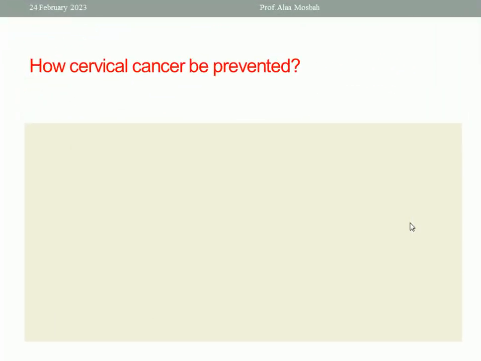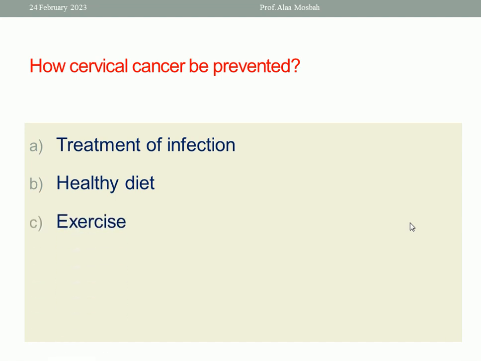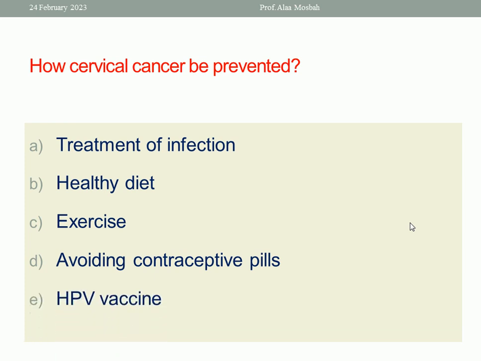Okay, next question. How can cervical cancer be prevented? A. Treatment of infection. B. Healthy diet. C. Exercise. D. Avoiding contraceptive pills. E. Human papillomavirus vaccine.